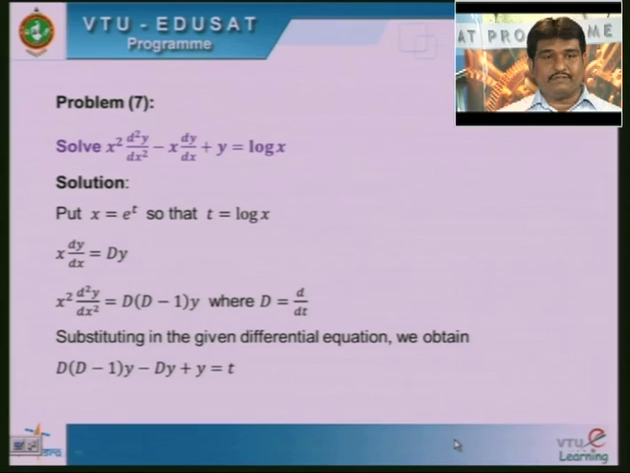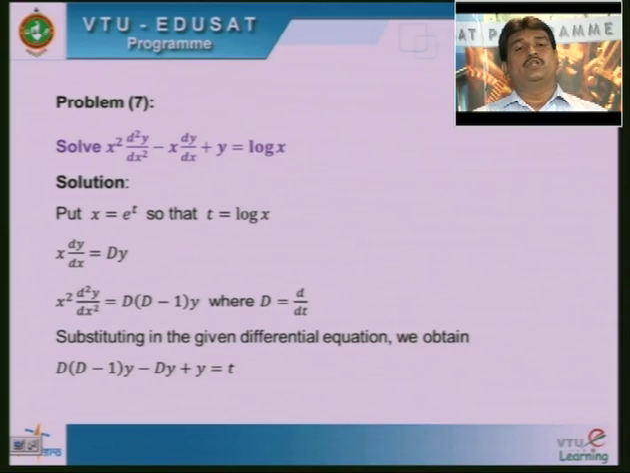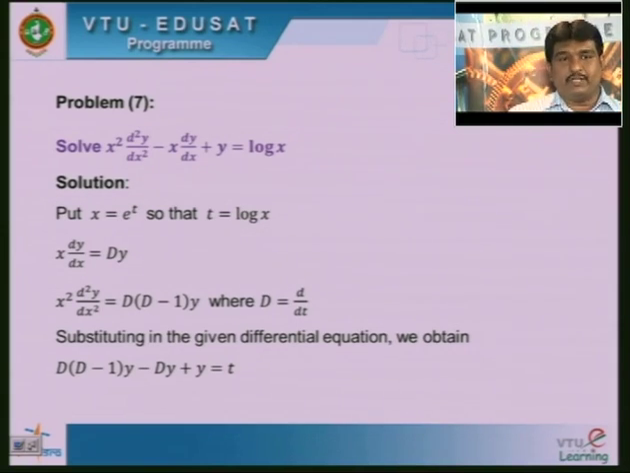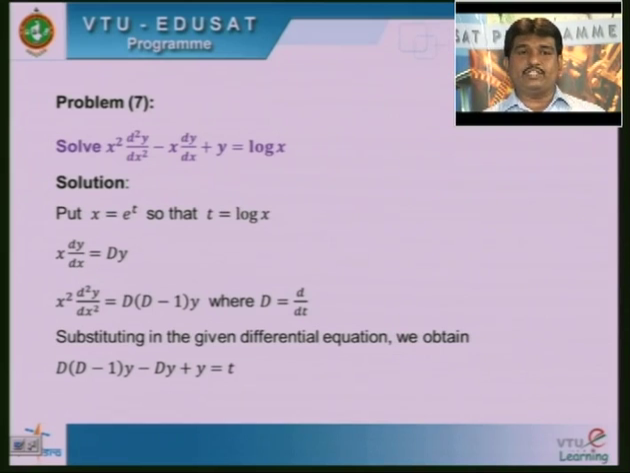Now problem number 7. Solve x squared into d squared y by dx squared minus x into dy by dx plus y equals log x. This is a Cauchy's differential equation. This can be converted to a differential equation with constant coefficients using the substitution x equals e to the power of t, as usual.